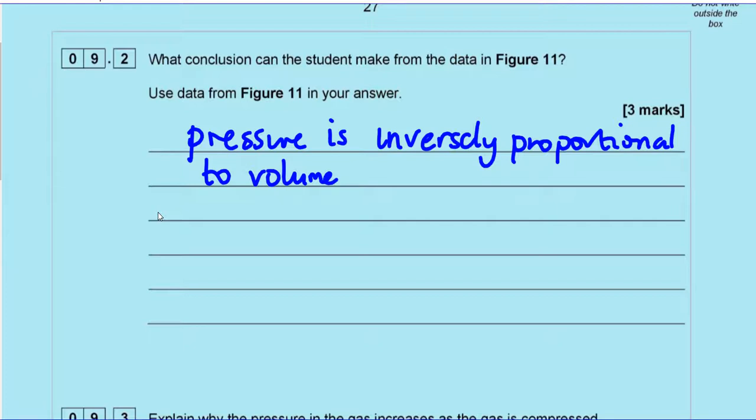Okay, now there are 3 marks for this question, so just saying that isn't going to get us all 3 marks. Okay, the clue that we've got to do more is that little phrase there, use data from figure 11 in your answer. So what this means is we actually have to pick some data from the graph to prove that point. So let's go back to that graph one more time and do that.